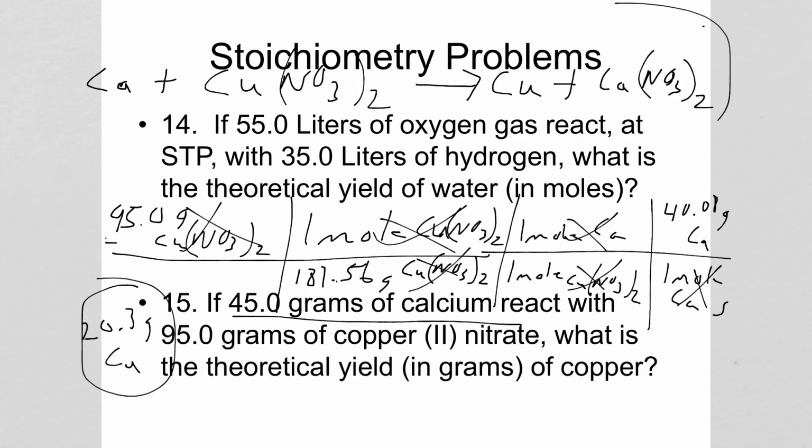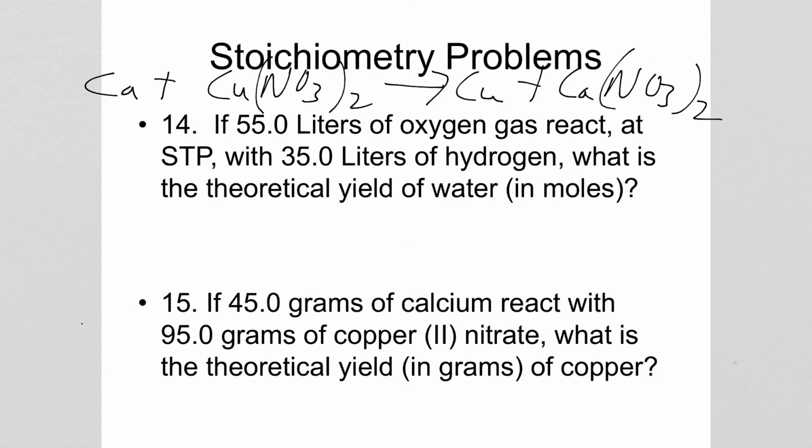That means we have more calcium than we need. Calcium is the excess reactant, which means copper 2 nitrate is the limiting reactant. So we need to use the 95 grams of copper 2 nitrate to calculate the theoretical yield of copper. Alright, so let's take our 95 grams of copper 2 nitrate.